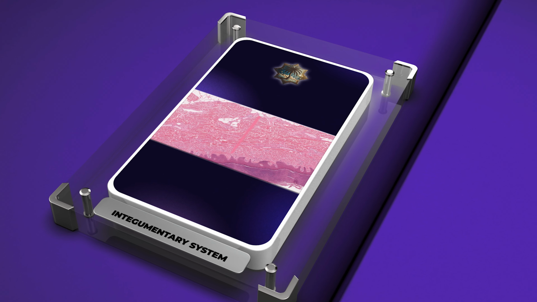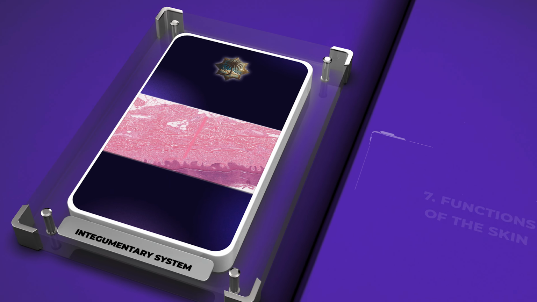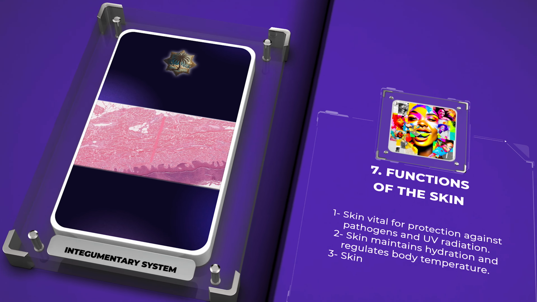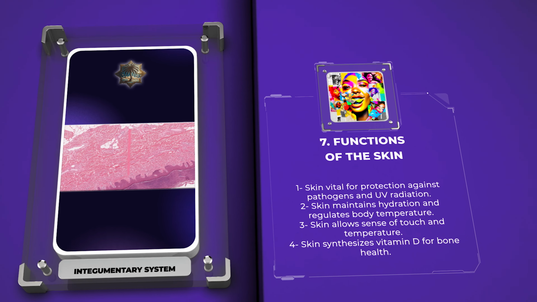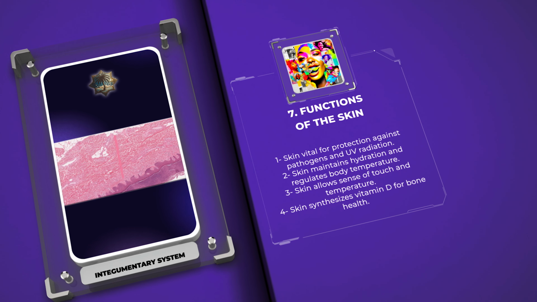The skin is vital for the body's well-being. It protects against pathogens and UV radiation, maintains hydration, regulates body temperature, and allows us to sense touch and temperature. It also synthesizes vitamin D, important for bone health.